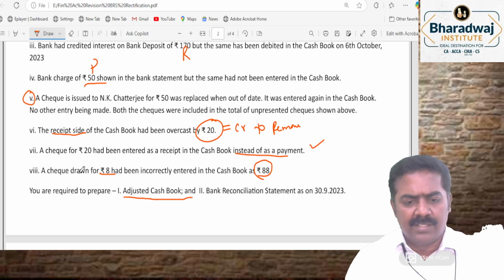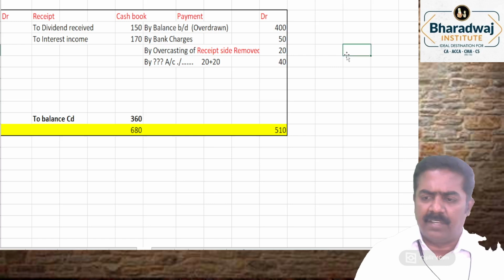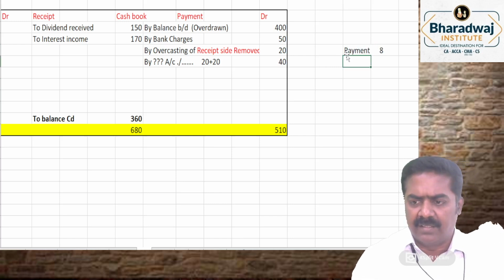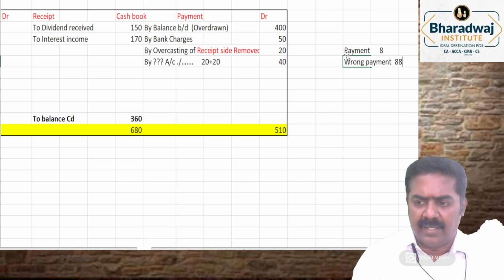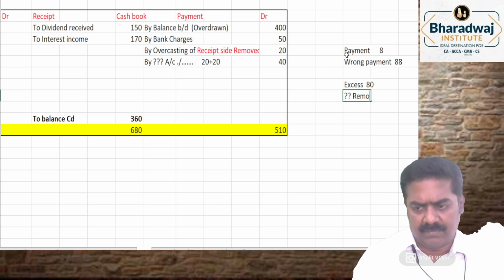Then check drawn for 8 but entered in cash book as 88. Wait பண்ணுங்க. பேமெண்ட் எவ்வளவு ரெக்கார்ட் பண்ணிருக்கணும்? 8. ராங்கா எவ்வளவு பேமெண்ட்ல ரெக்கார்ட் பண்ணிருக்கோம்? 88. So excess 80. To remove? Debit.